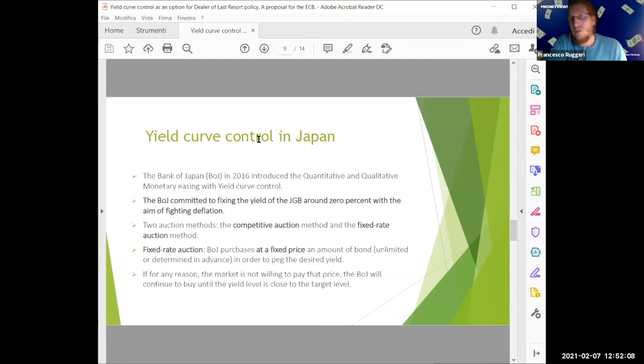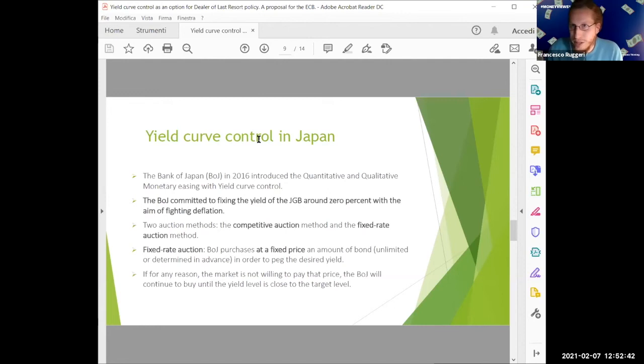This program was made by two auction methods, the competitive auction method and the fixed rate auction method. The competitive auction method is the normal type of auction that the central banks usually do. And the fixed rate auction method is a very interesting tool. Basically, in this kind of auction, the Bank of Japan purchases at a fixed price an amount of bonds in order to peg the desired yield. The amount of bonds can be unlimited or determined in advance.